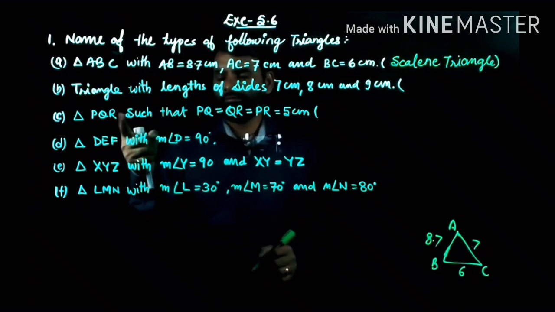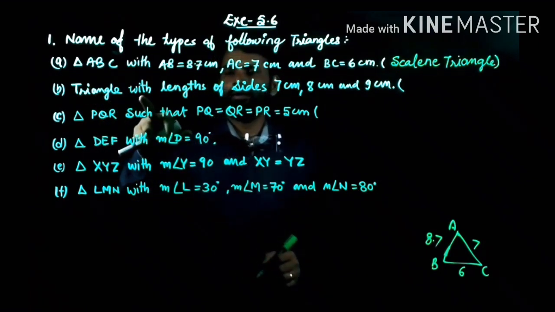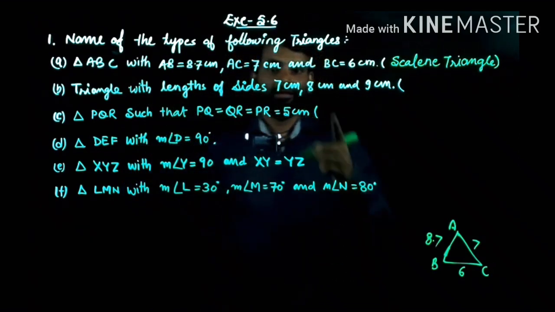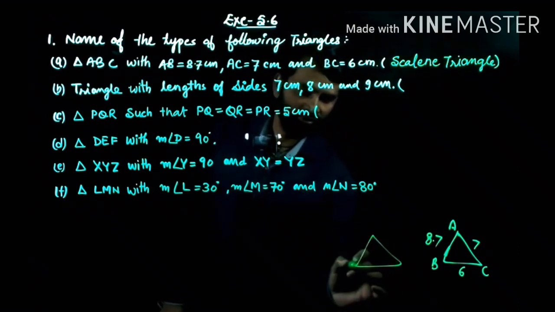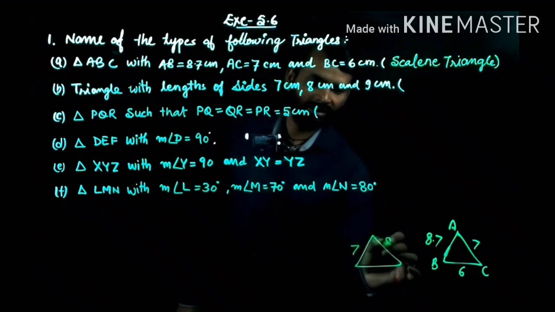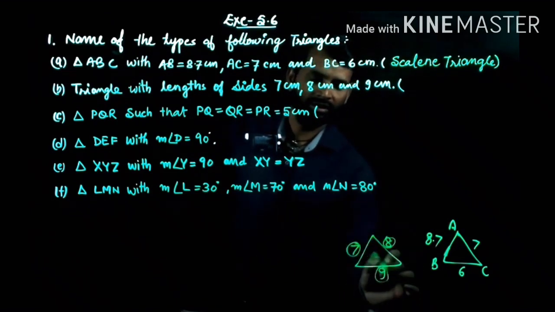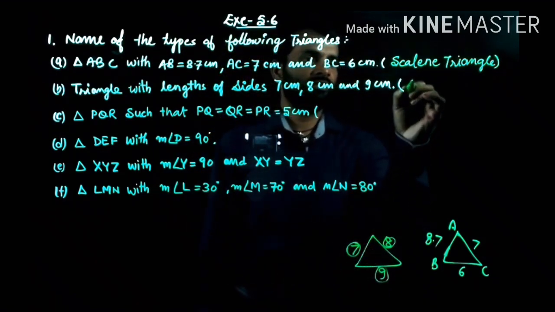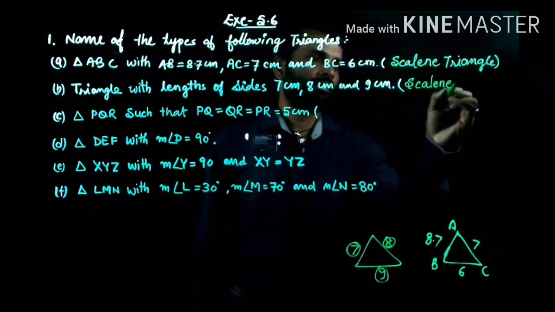Okay, now second is a triangle with the length of sides 7, 8 and 9. Similarly, in a triangle they do not give the name but the sides are given as 7 centimeters, 8 centimeters and 9 centimeters. Again the three sides are not equal, no relation between the three sides. Then the answer is the same: scalene triangle.